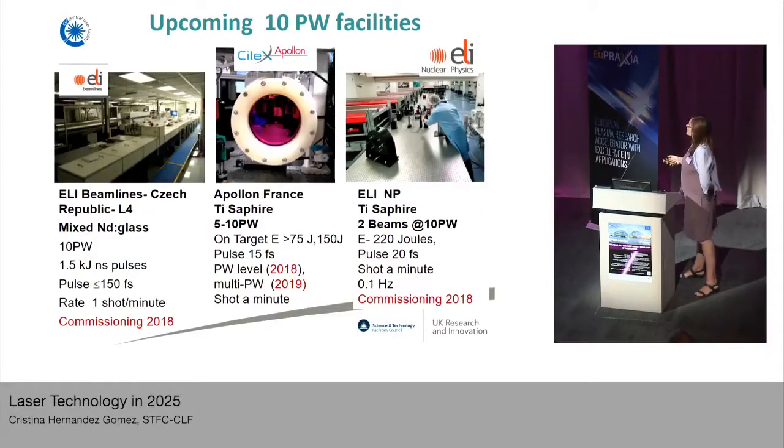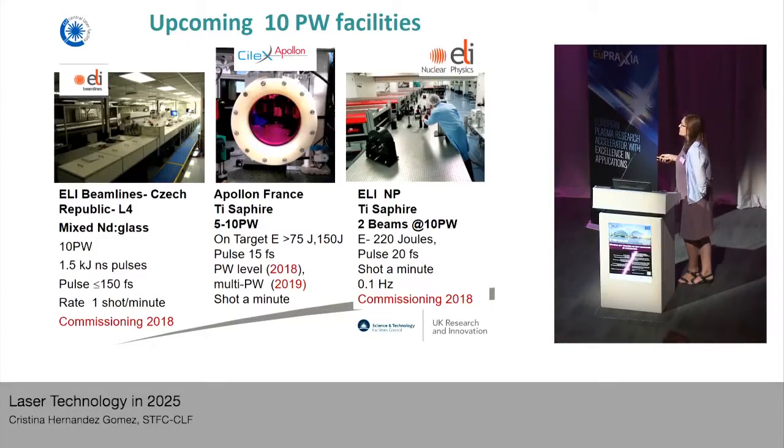So what's on the horizon? Again, I've chosen three very different facilities, but all increasing the peak power. We have L4 in the Czech Republic, ELI Beamlines. They are aiming for quite a lot of energy, delivered in about 150 femtoseconds. They are using neodymium glass, and as I said before, a lot of development has been done in order to use different types of glass that allow us to keep the bandwidth, so that instead of having a 500 femtosecond pulse, we can go down to 150 femtoseconds.